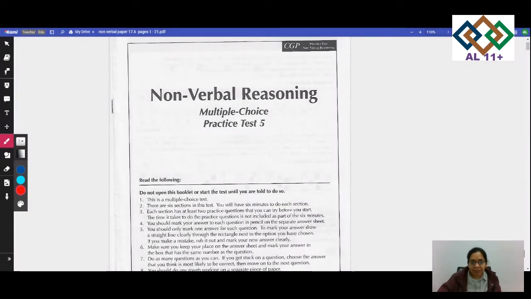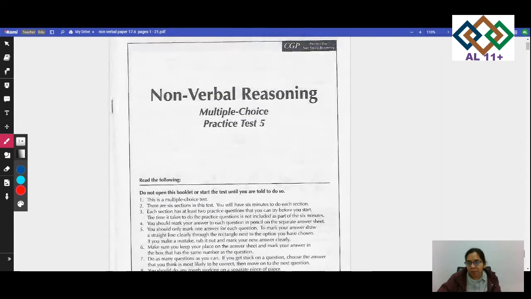And today we'll be doing a CGP non-verbal paper, but I will not be sharing the paper with you guys due to the copyrights, but I'll be putting the links for you all to buy the paper from Amazon or from the CGP website. So I'll start sharing my screen now and I'll tell you step by step, mock test is for nonverbal. So let's get started now.